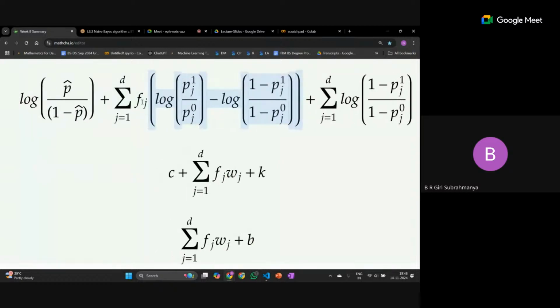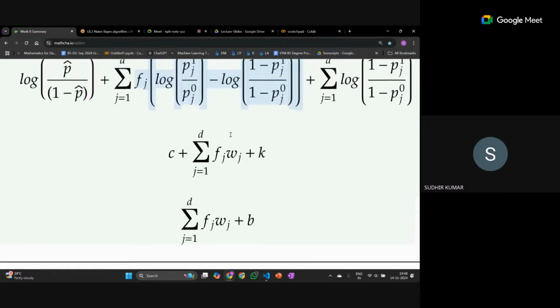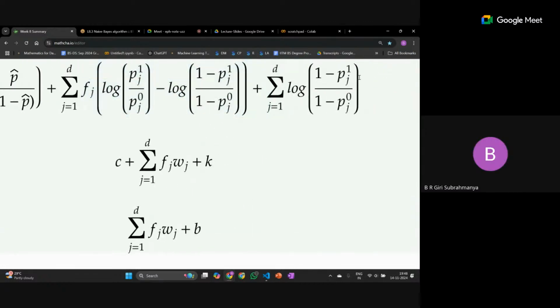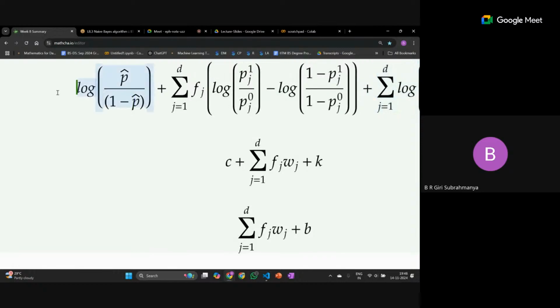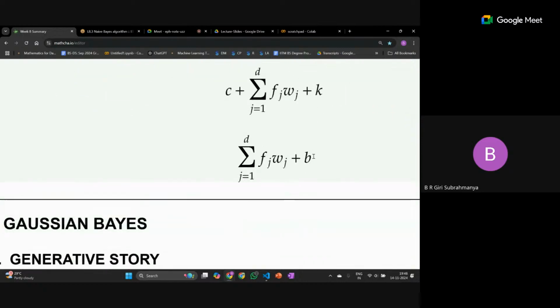So Fj multiplied by something, that something is this Wj. Is it some vector, sir? No, this is some real number. Log of something minus log of something else. So this is a real number, and this feature Fj is 1 or 0. Fj is also one dimension, and this is also constant. So this is multiplication of two real numbers. In this context, you can take this as some constant and this as some other constant. You add c and k, you'll get some b.